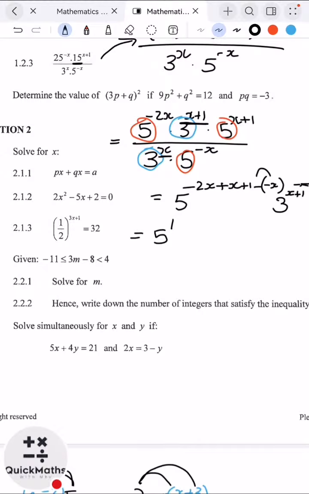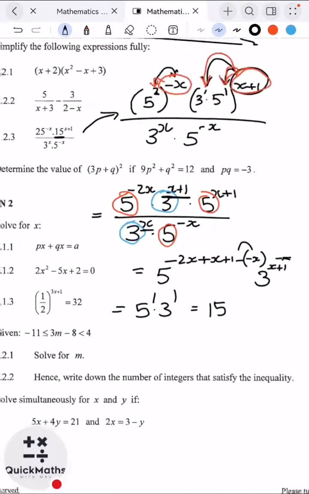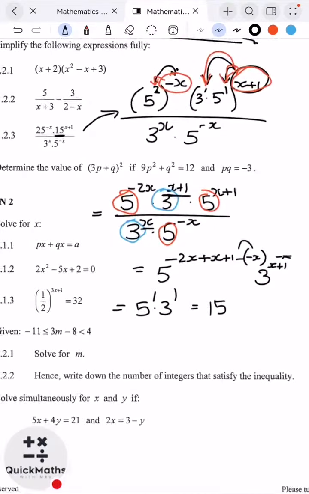And similarly, the 3, that x and that minus x is going to cancel out. It's going to give me a 0x. And then I'm going to be left with a 3 to the power of 1. And 5 times 3 is 15. Okay, so that question simplifies to 15. Okay, let's get rid of everything again.